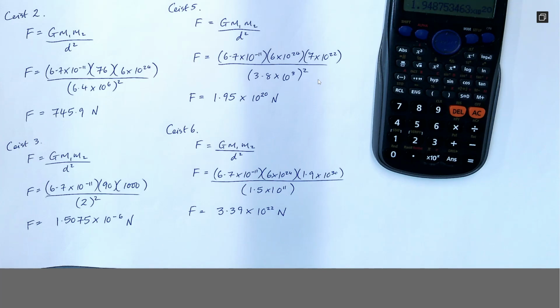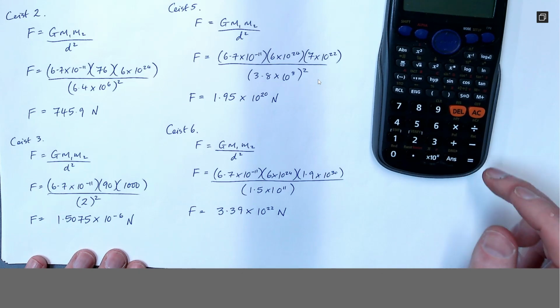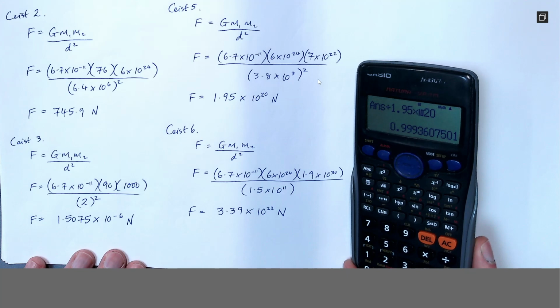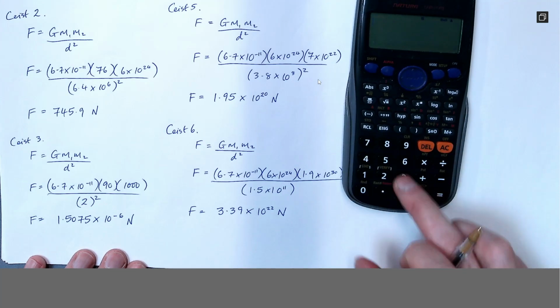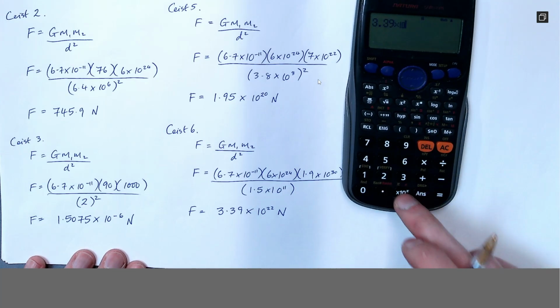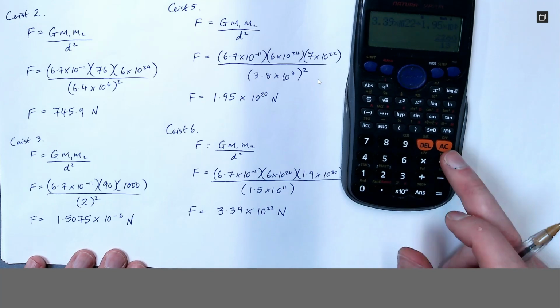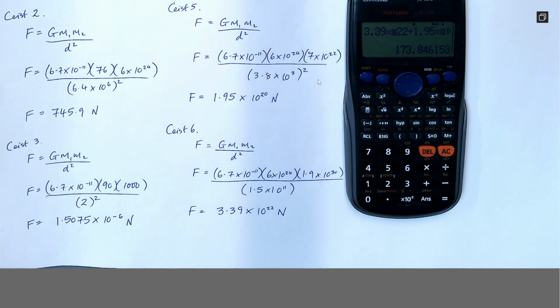So the Sun's force is more than the Moon's. By how much? The Moon's was 1.95 by 10 to the power of 20. I could divide by 0.999. How much greater? 3.39 by 10 to the power of 22 compared to 1.95 by 10 to the power of 20. So the difference is obviously 173 times.